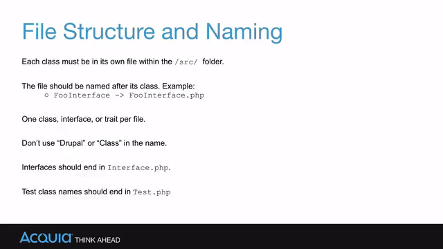All right, let's talk about file structure and naming first. Each class must be in its own file within the /src folder. You'll see that in our first module. The file should be named after its class, so for instance, FooInterface.php, complete with capitalization, one class or interface or trait per file, and we don't use Drupal or class in the name at all. Interfaces should end with Interface.php, and test class names should end in Test.php. We'll do some of those as we go.